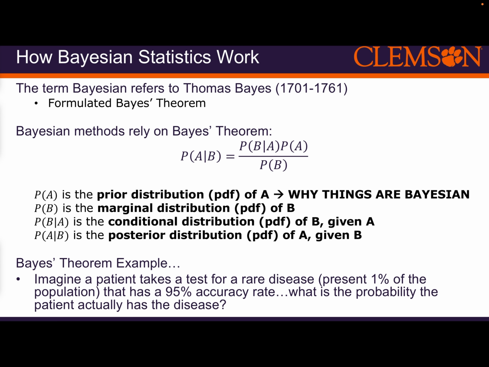So the term Bayesian itself refers to the Reverend Thomas Bayes, who lived in the 1700s in England. He formulated Bayes' theorem, and this right here is Bayes' theorem. The probability of event A given event B is equal to the probability of event B given event A times the probability of event A divided by the probability of event B.